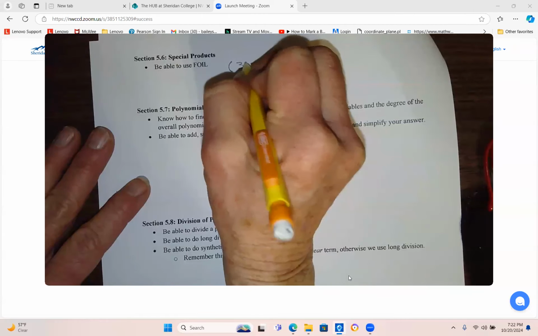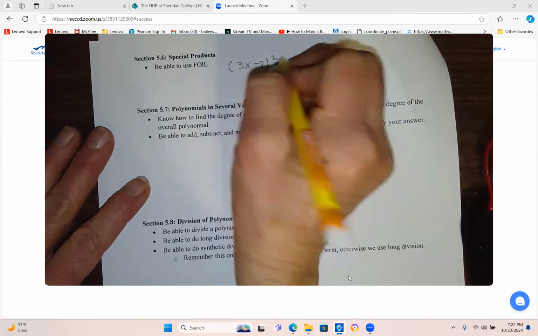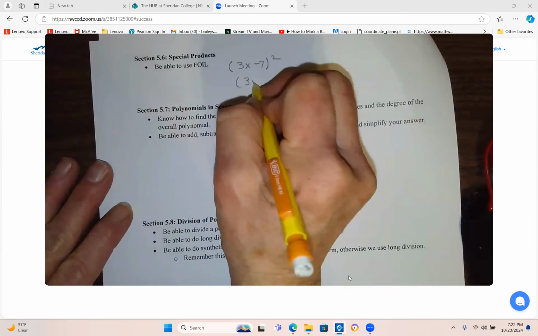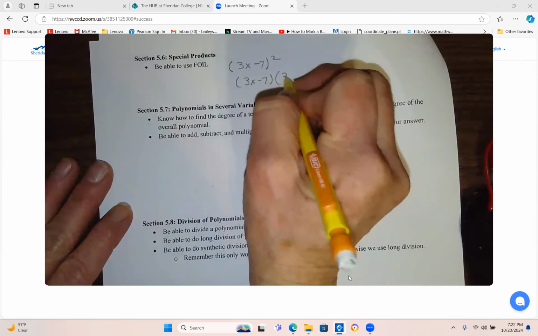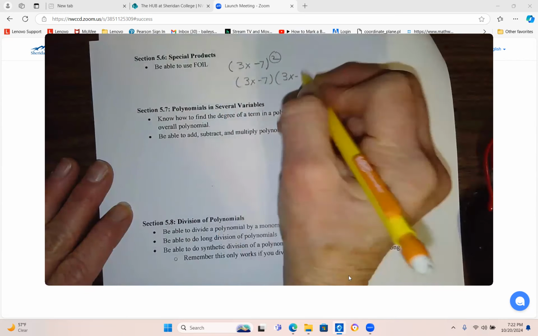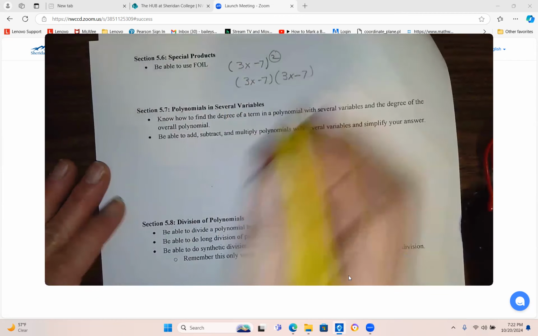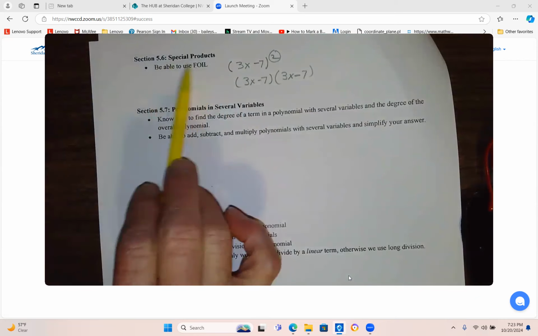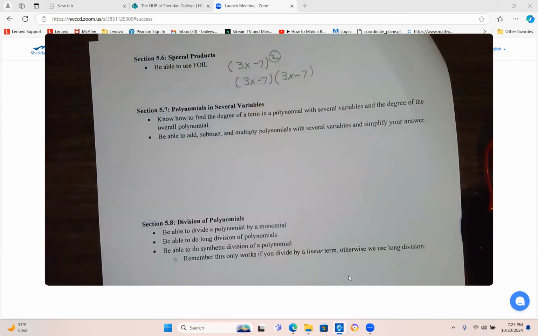Let's see, 3x minus 7 squared. If you're given something like this, make sure that you write it out twice, because you have two of them that you're multiplying together, and use your FOIL method so that you don't miss out on the middle term. You can look at this section again, but for the most part, this is one of the ideas I wanted you to get out of that, is to rewrite it and use your FOIL.